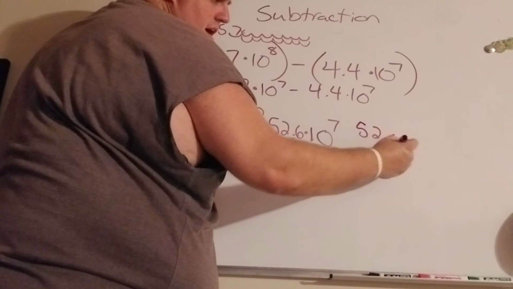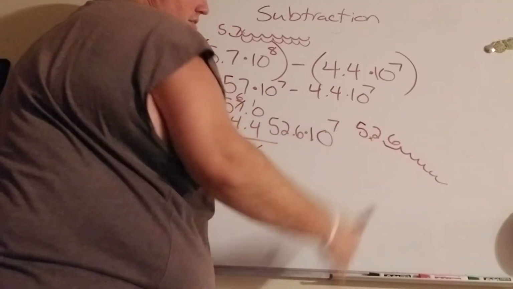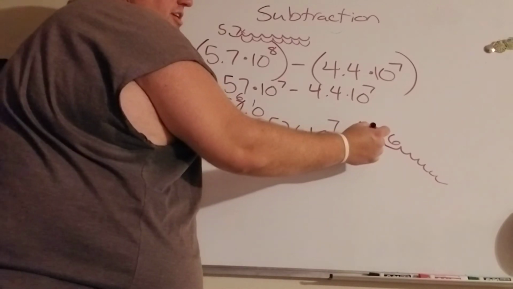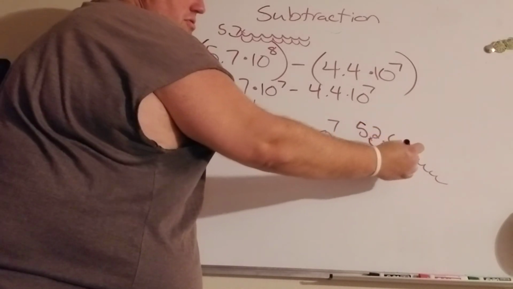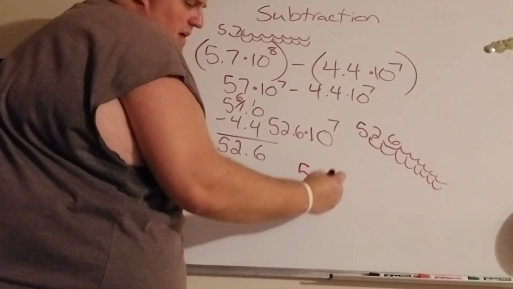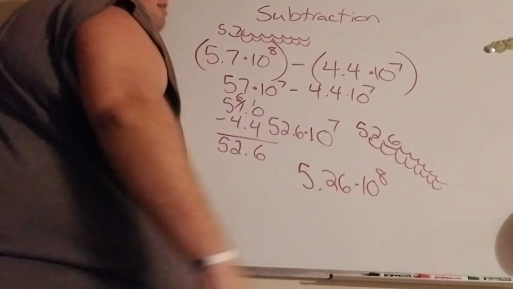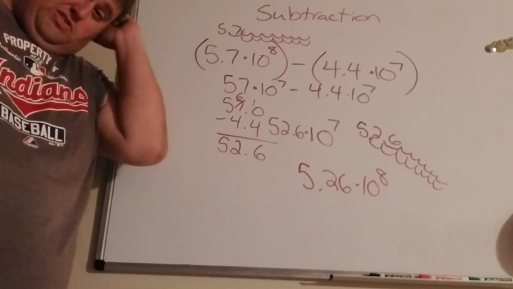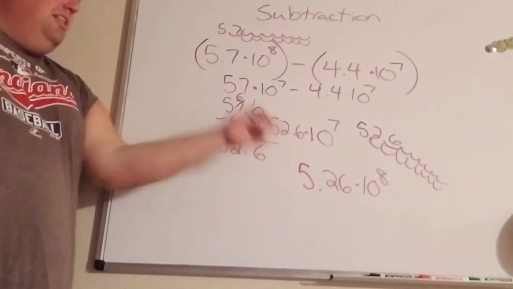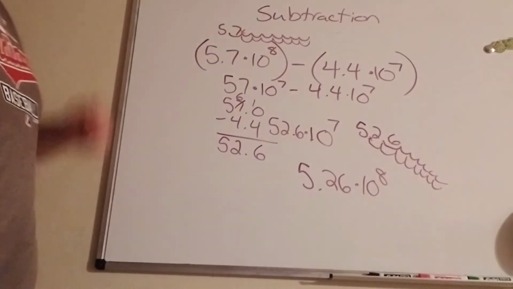7 spaces to the right. 1, 2, 3, 4, 5, 6, 7. And you can probably tell already that if I move it there, it's going to be 8. We got an extra space. 1, 2, 3, 4, 5, 6, 7, 8. So my final answer is going to be 5.26 times 10 to the 8th when I subtract those two. And that makes sense. We did get a smaller number than what we started with. So that would make sense.